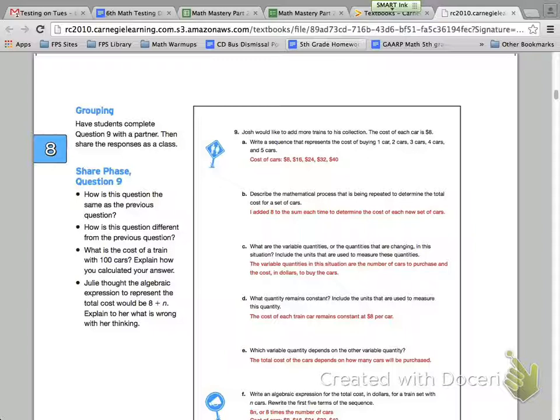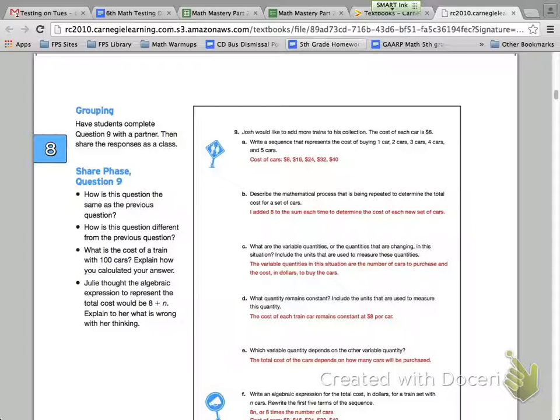So if you take a look at problem 9, it said Josh would like to add more trains to his collection. The cost of each car is $8. Write a sequence that represents the cost of buying 1 car, 2 cars, 3 cars, 4 cars, and 5 cars. So the cost of the cars would equal $8, $16, $24, $32, and $40. That would be the sequence I would write for the cost of the cars, because for every car, it's $8. So you're multiplying by 8 for each car, because each one costs $8.